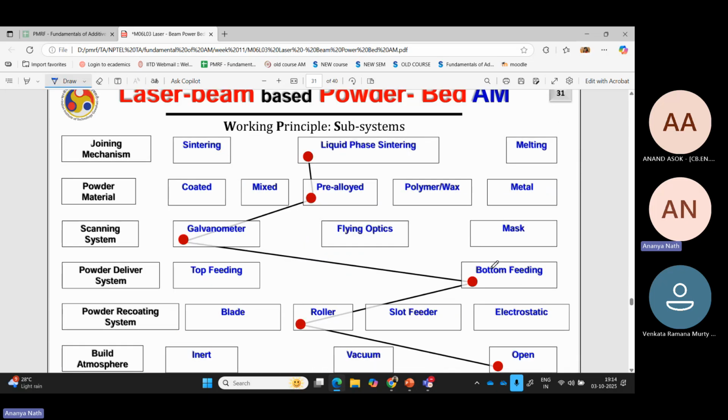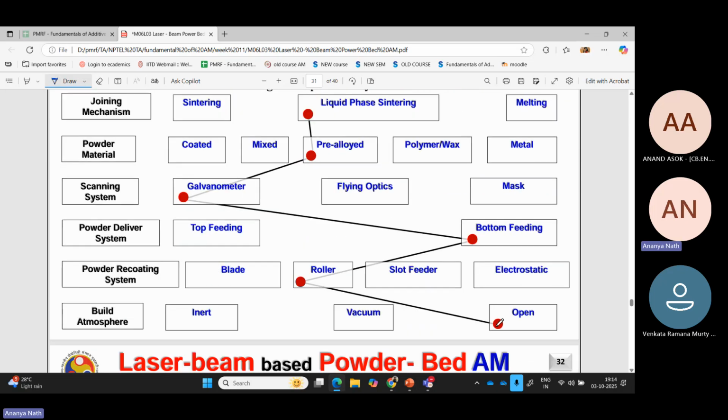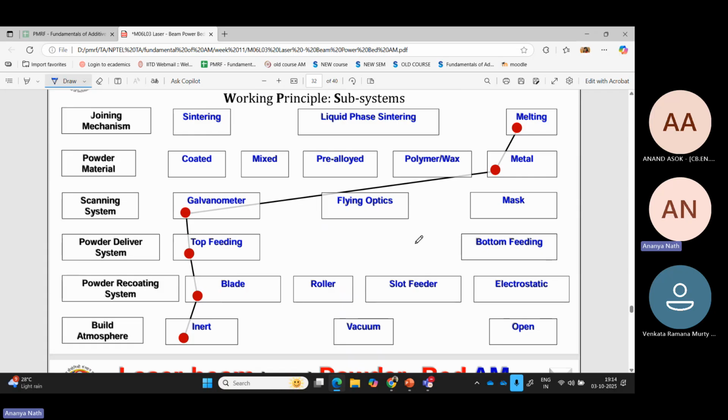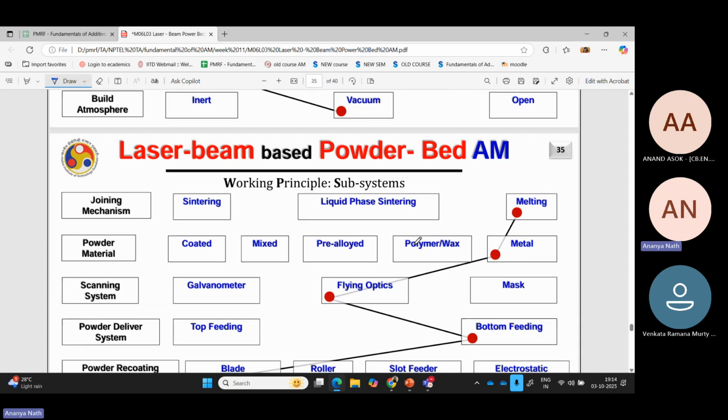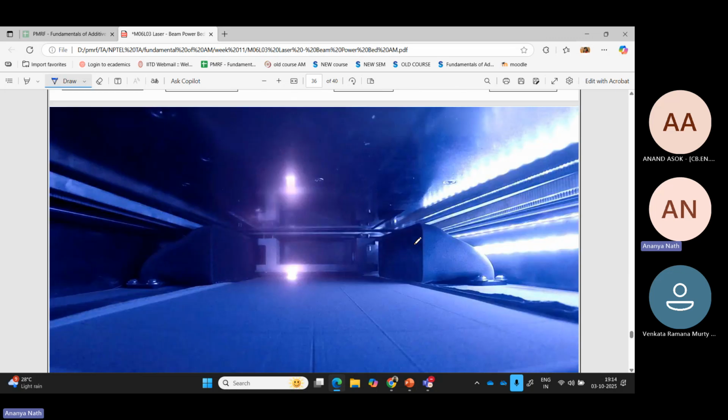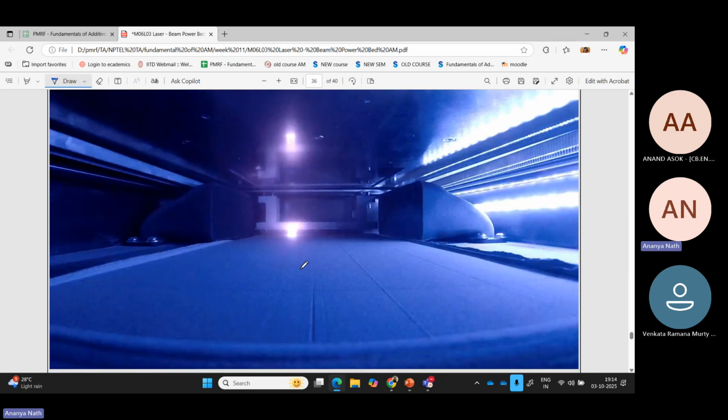But these are the different combinations that are possible, that are available in the market, that is shown here. You can have a look. Different company names were also mentioned. This is a video of the process. If you see these, you can see, right?